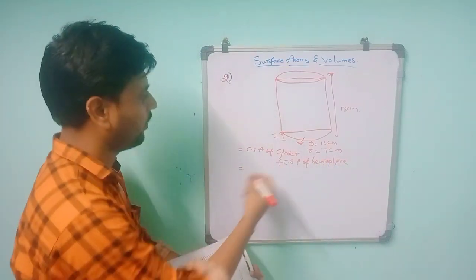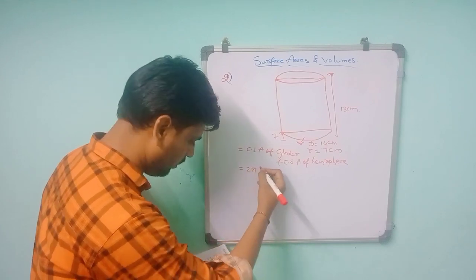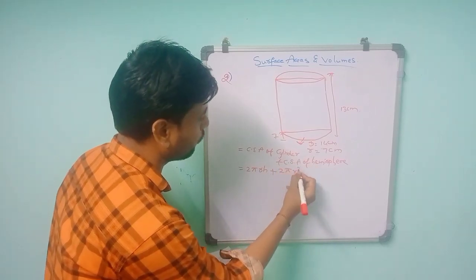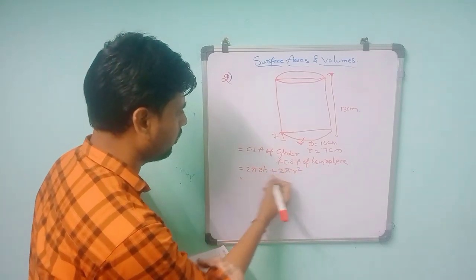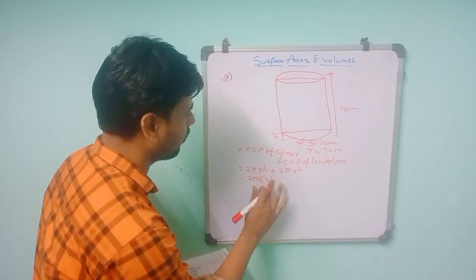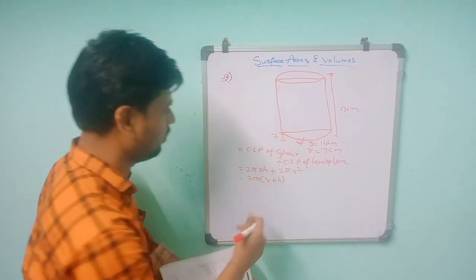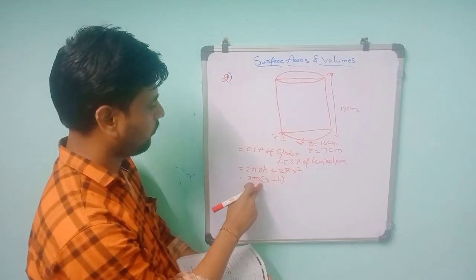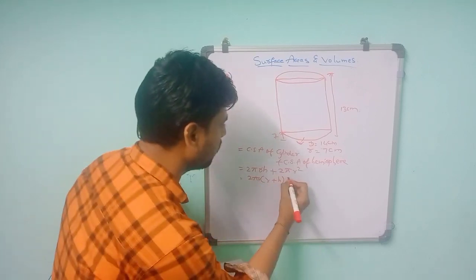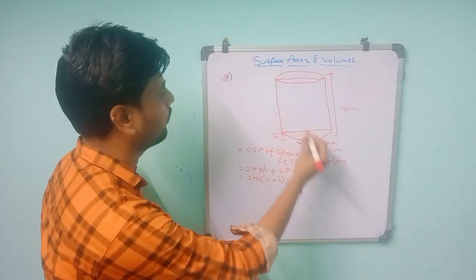So curved surface of a cylinder, as I know, the formula is 2 pi r h. Then curved surface of hemisphere is 2 pi r square. So 2 pi, if you take common, r h plus r square, 2 pi you can take common, so r plus h. So this will give you 2 pi r, 2 pi into r is the given.